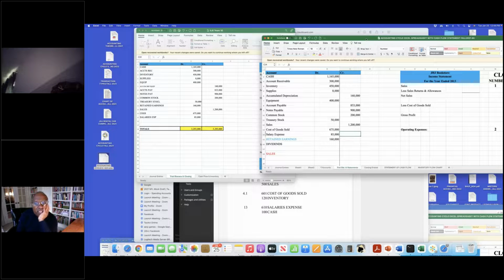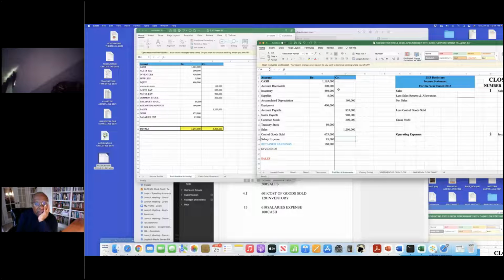Cash is the same, receivables the same, inventory the same, supplies the same, equipment, depreciation, accounts payable, notes payable, common stock, treasury stock, sales, 260. Oh, okay, let's see. Looks like this is the same.